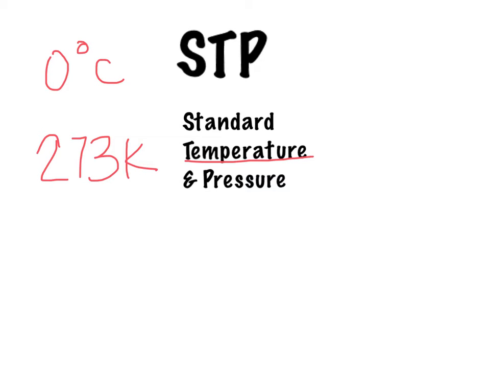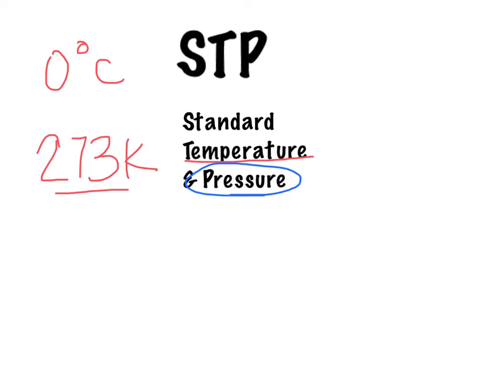If you're asked to find a problem that involves math, you have to use Kelvin, because if you put 0 or a negative value into your math equation, the answers don't come out as reasonable answers. So that's why we use the Kelvin temperature scale. The other piece of information that STP stands for is pressure.